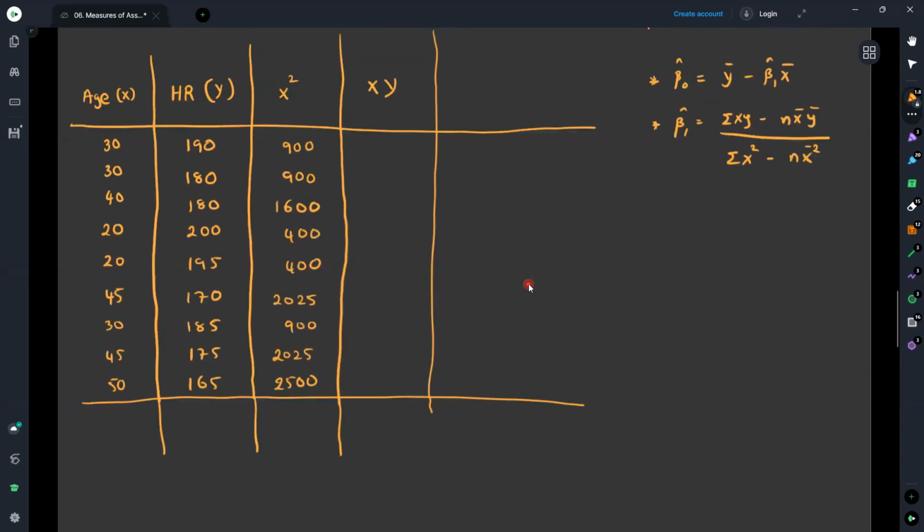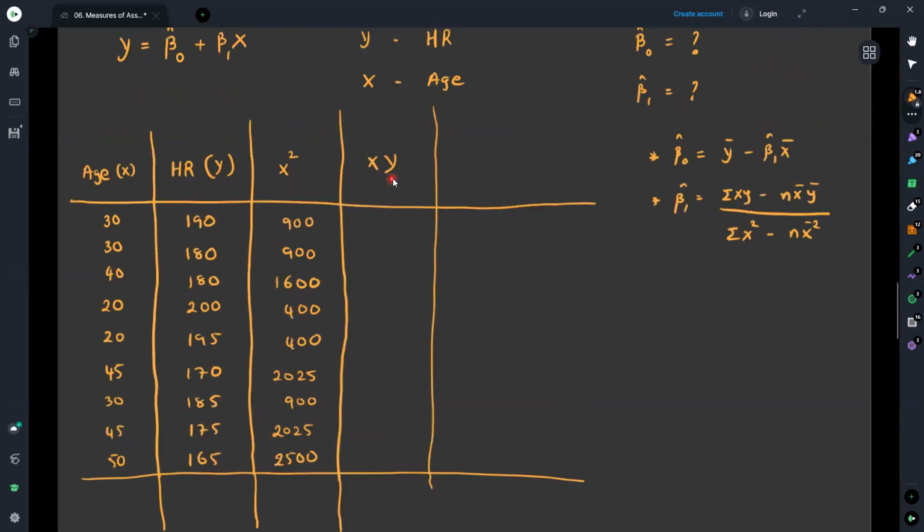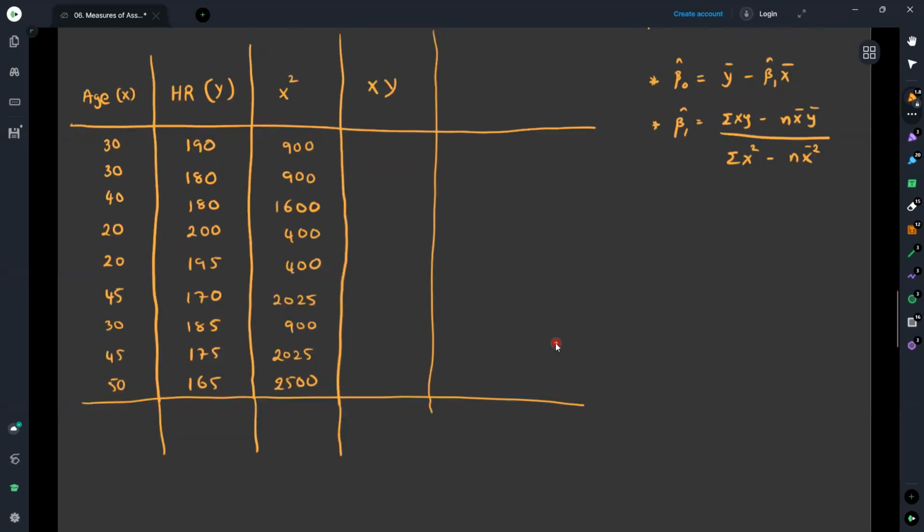And for the next column, we need the values of x times y. X times y can be obtained by multiplying the first column value with the second column value. Then 30 multiplied with 190, we get the value as 5700. Then 30 multiplied with 180, we get the value as 5400. Then in a similar way, we get the values.